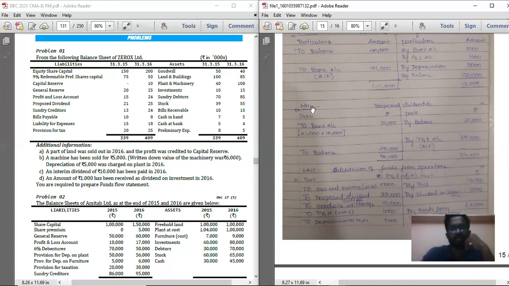Below that, working note number 4. Proposed dividend account. Divide the page into two parts. Debit side on the left hand side and credit side on the right hand side. On the debit side, record particulars and amount. On the credit side also, record particulars and amount.